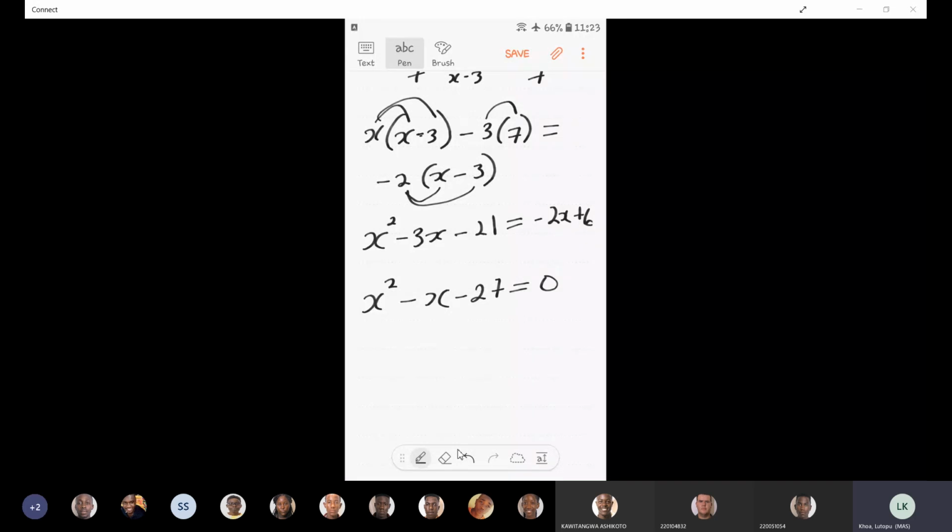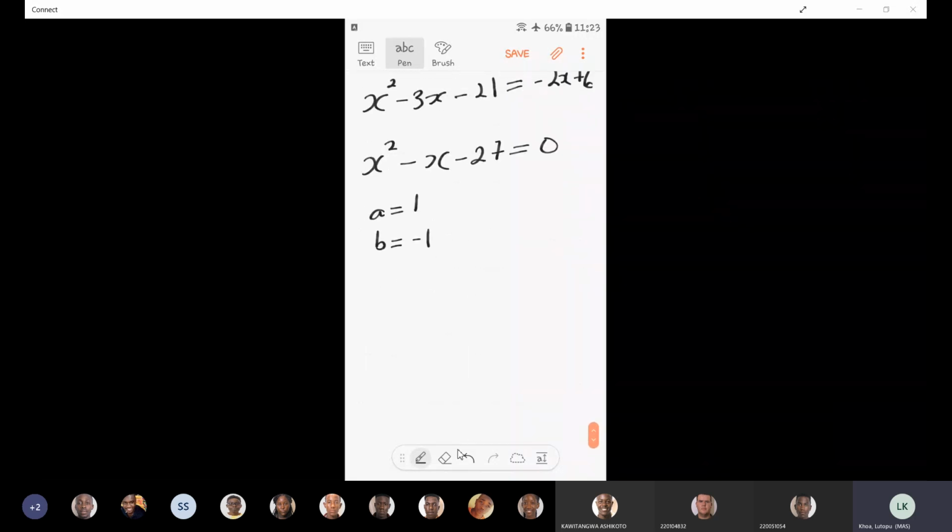So I have added 2x on both sides, that's why I have minus x left, and then I have subtracted 6 on both sides, that's where I got the minus 27 from. Then it's in standard form, just have to identify your a, b, and c. A is the coefficient of x squared, which is 1. B is the coefficient of x, it's negative 1. The sign in front of the number should go with the number. And c is negative 27.